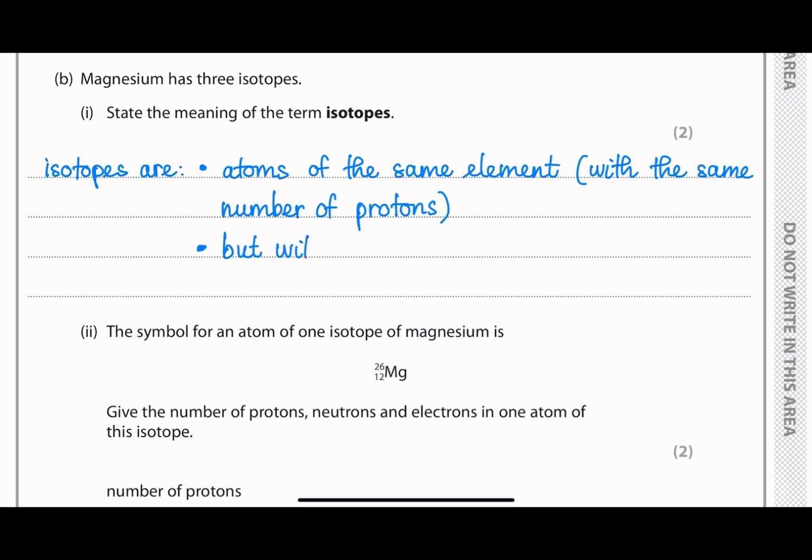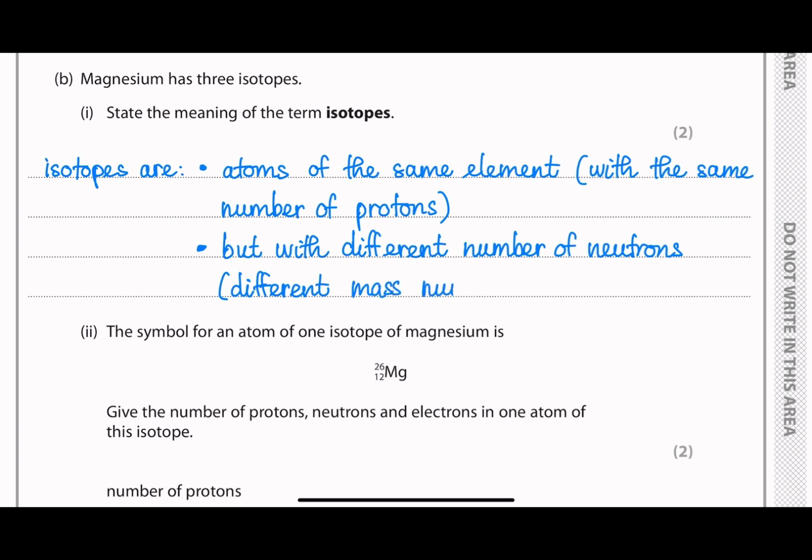And the second mark is to say that the isotopes have different numbers of neutrons, or we can also say different mass numbers, because mass number is calculated by summing the number of protons and number of neutrons.